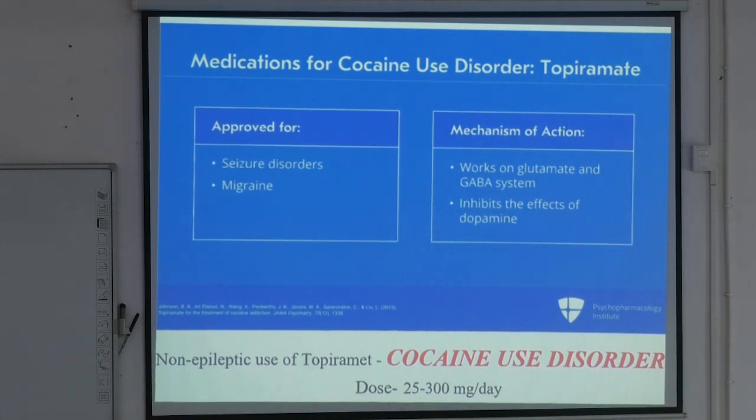Topiramate is an anti-epileptic drug, but name some conditions where topiramate is used without epilepsy. One is migraine, and another is cocaine use disorder. Okay.